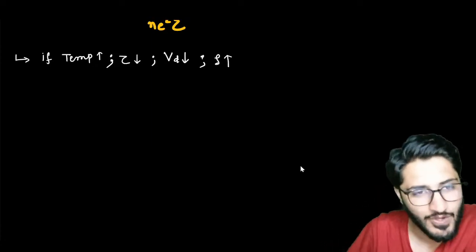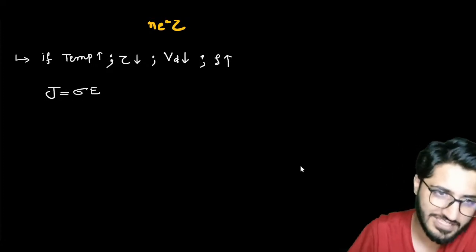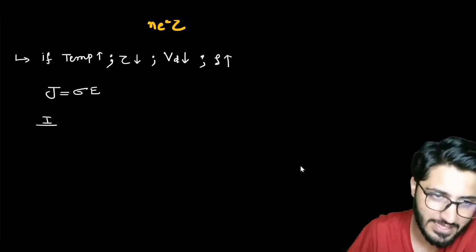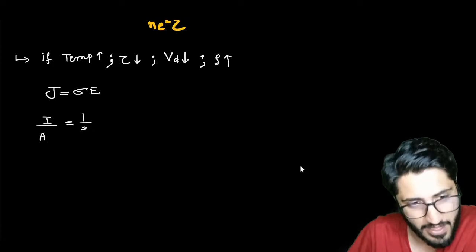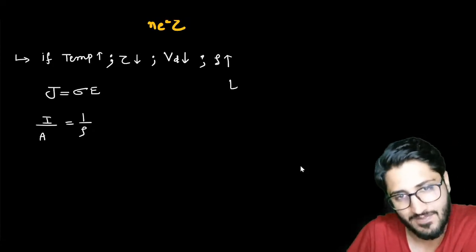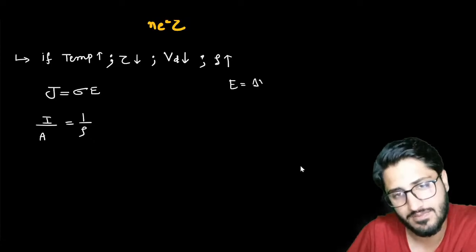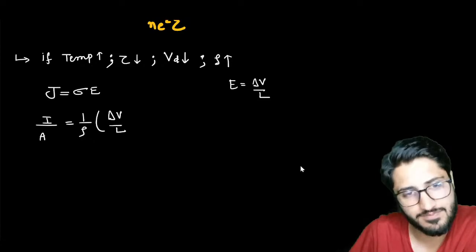Look beta, same. What is J? J is sigma times E. What is J? It is current by area. Sigma I can write 1 by rho, resistivity. What is E? I guess E is V by L. I will write delta V by L.